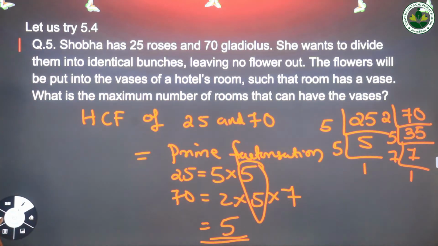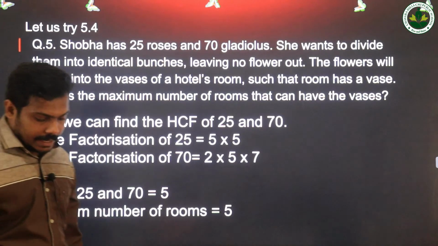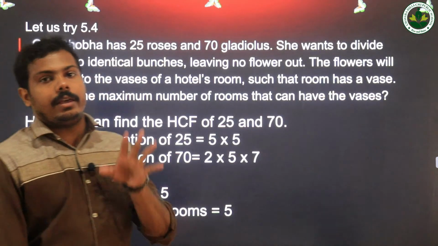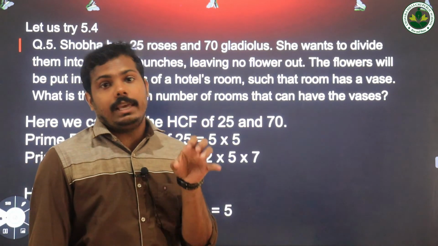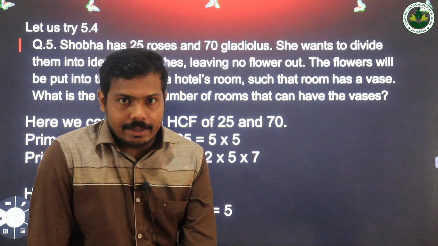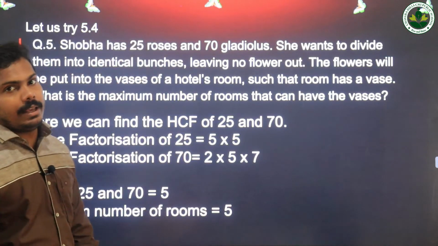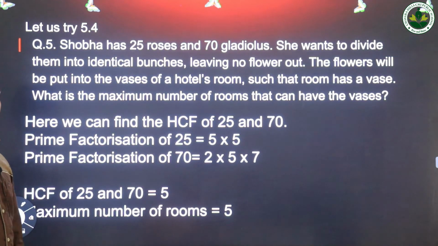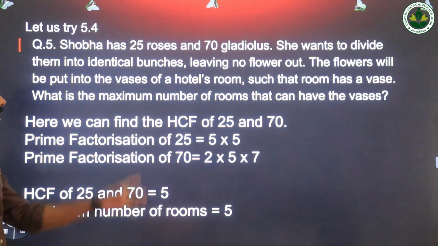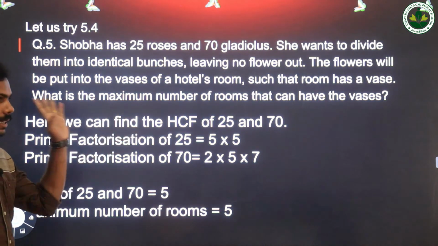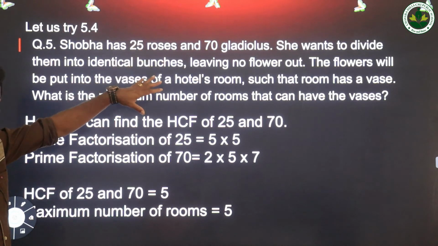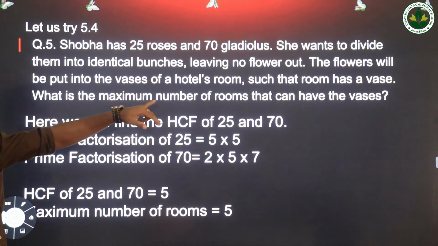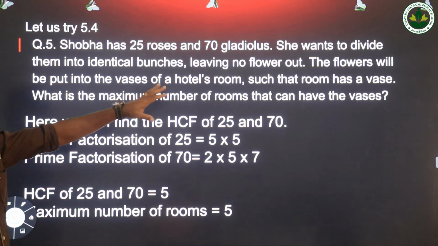Once more I will tell. Here in the question they gave: Shobha has 25 roses and 70 gladioli, and she needs to divide them equally without any remainder, and she needs to place them into rooms. For that we need to find the HCF of the given numbers 25 and 70. Here we need to divide the numbers equally and place them in the maximum.